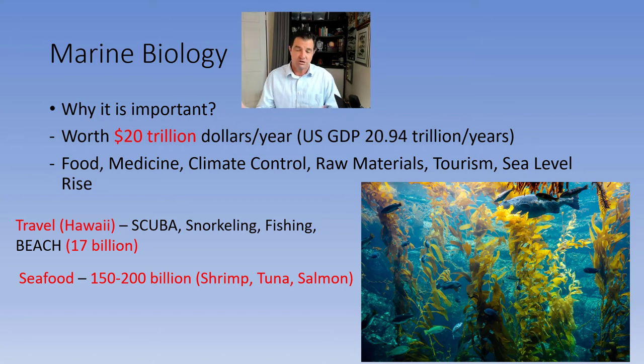So then you also have places like Australia and Fiji and Costa Rica, and there are many other similar beach access locations. Even in California, millions of visitors come to just hang out at the beach in the summer. Seafood industries collectively bring in around $150 to $200 billion. The most economically valuable items there tend to be things like shrimp and tuna and salmon.